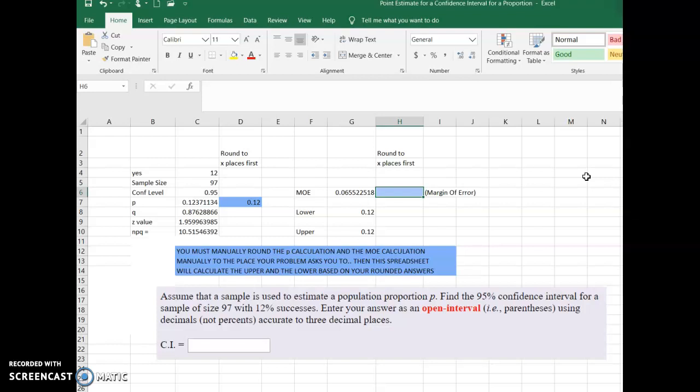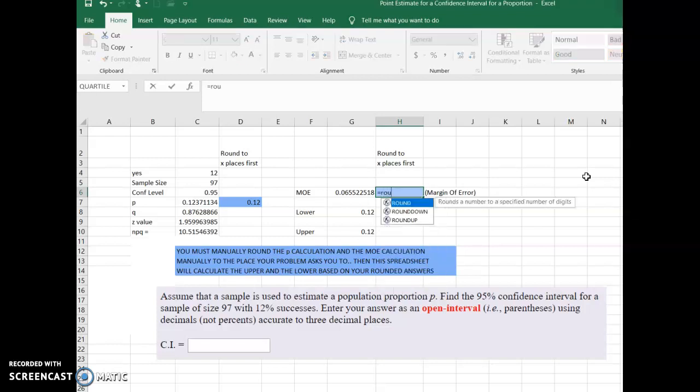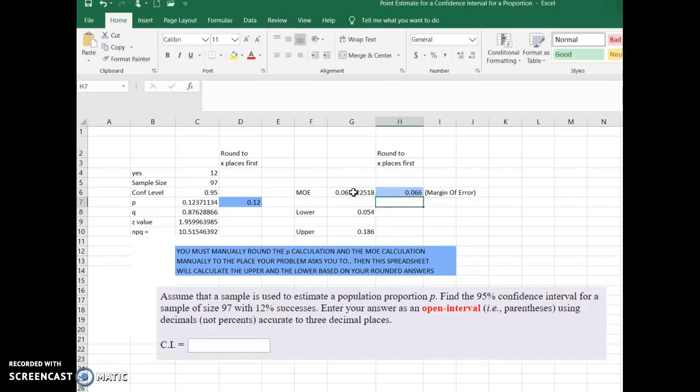Now I can do that by hand, and I can see that that would be 0.066, or there's this handy little round command that I can use, equals round, and open paren. Notice it asks you, what number do you want me to round? Well, I'm going to click on that cell, comma, how many digits do you want me to round it to? In this case, 3, and close my parentheses. And it gives me my margin of error of 0.066.